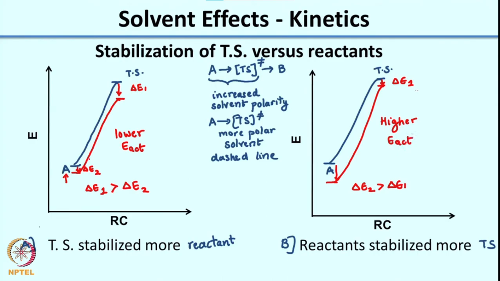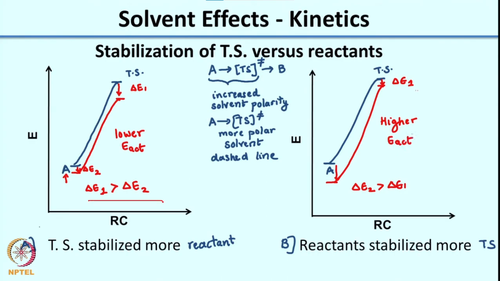That means the hump or the height of the hill will become low. That means activation energy will become low, right? Lower activation energy. So delta E1 is the energy difference between the previous transition state and the transition state occurring in the polar solvent, and this is again the difference between the reactant energy in the previous case and with the polar solvent. So delta E1 will be higher than delta E2, right? All of you can see here.